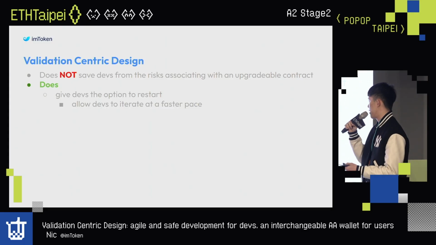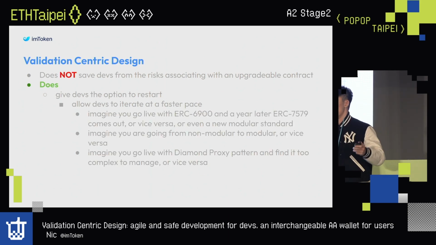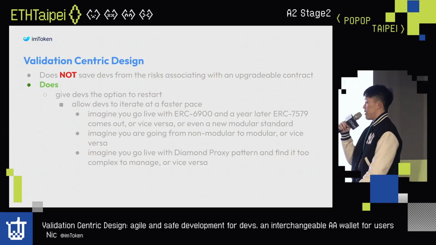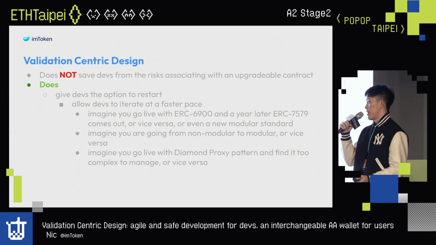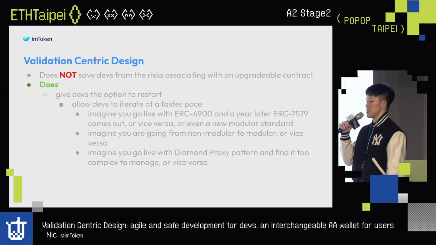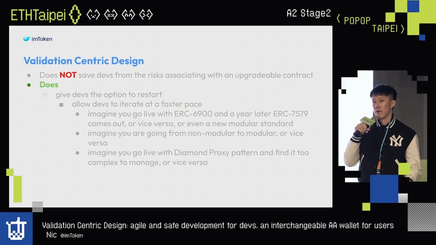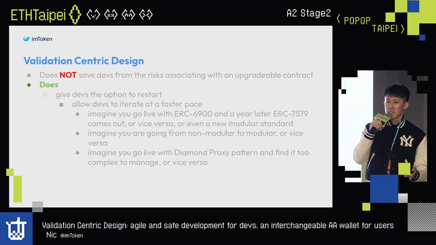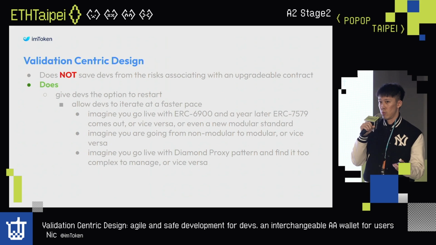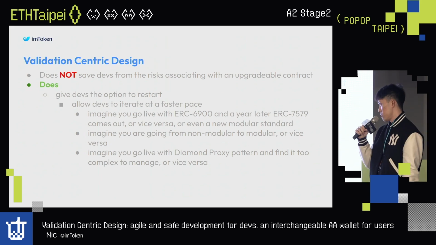So it gives the devs the option to restart, and in turn, this option allows the devs to iterate at a faster pace. You can imagine that you might go live with your wallet using modular contract ERC 6900, and a year later, ERC 7579, a new and different modular standard, comes out, and you think, oh, this 7579 looks simpler, more abstract, better. But now how do I convert my existing 6900 wallet to a 7579? Both are very complex, completely different wallet designs. Or vice versa, you want to switch from 7579 to 6900.